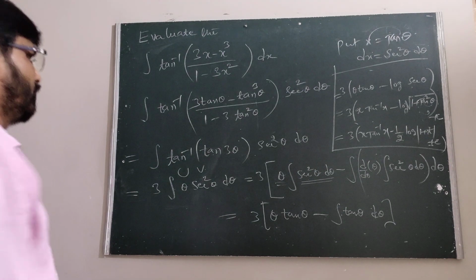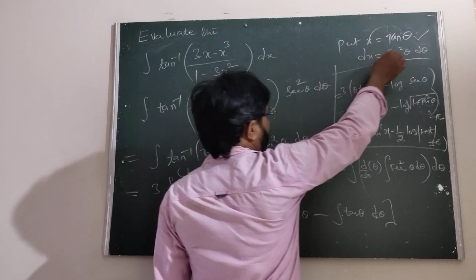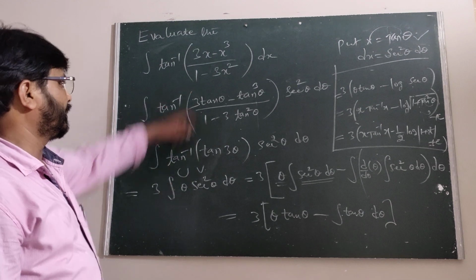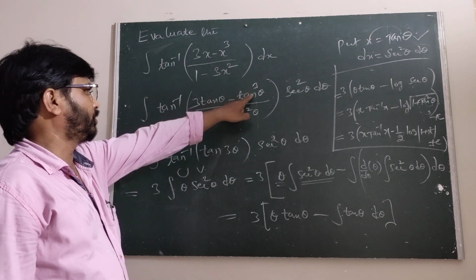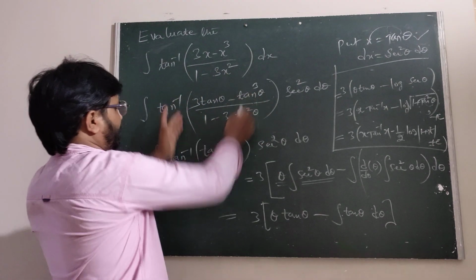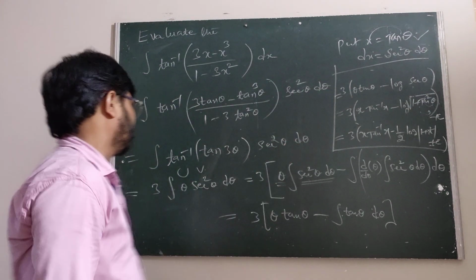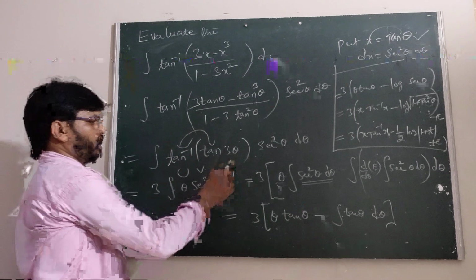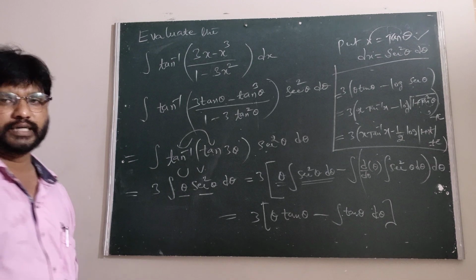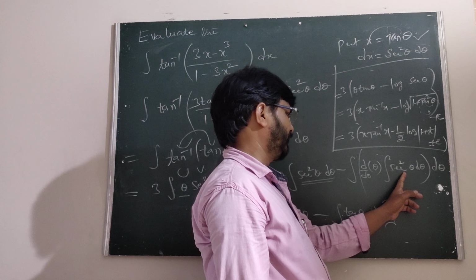Therefore, how to write this one? First of all, we take x equal to tan theta. The derivative of x is dx, and the derivative of tan theta is secant square theta into d theta. Then you can write (3 tan theta minus tan cube theta) upon (1 minus 3 tan square theta). This is the formula of tan of 3 theta. Here dx is secant square theta into d theta. After that these two are cancelled. We are getting 3 into theta into secant square theta. This is the form of by parts: u into the integral of v, minus the integral of the derivative of u times the integral of v d theta.